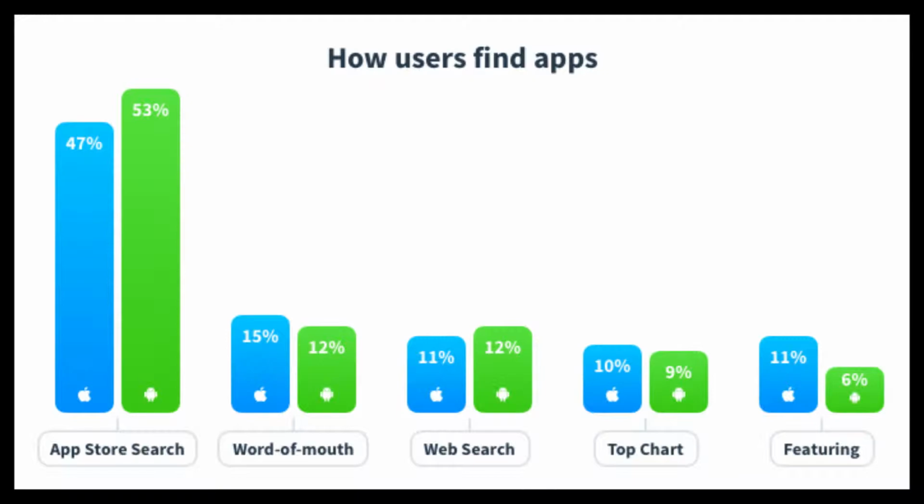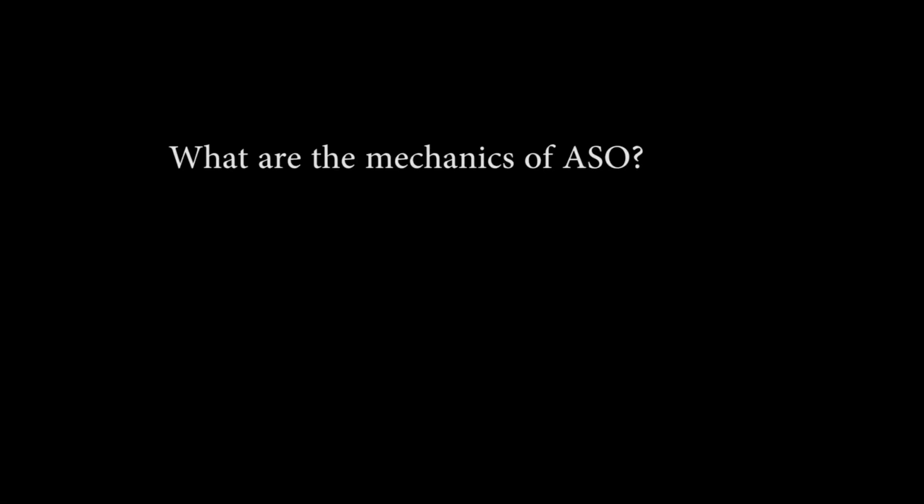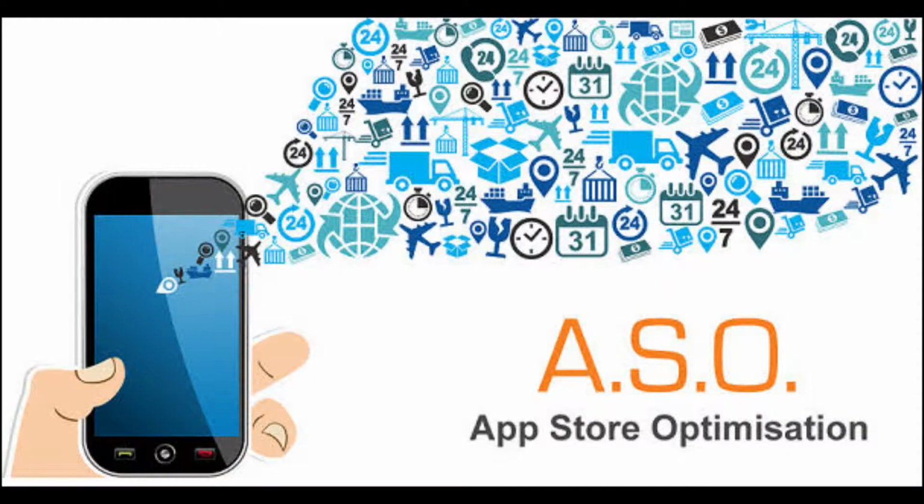Curious about other aspects of ASO? What are the mechanics of ASO? Main factors: title. The keyword placed in the title should be the one with the highest search traffic. Keywords. To improve your search rankings, you need to know which keywords are relevant and used most often by your target audience.